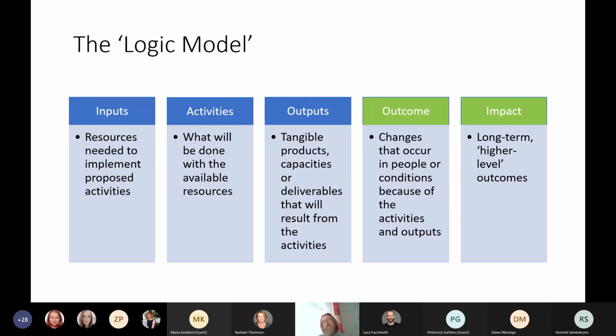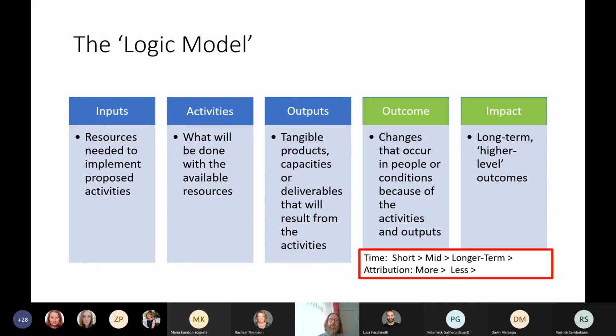Impact, in simple terms, is really just a longer term, higher level outcome. They're not always described that way, but I think it's quite a simple way to understand the difference between outcome and impact. And this little box here tries to capture that as well. When we talk about outcome measures versus impact measures, our outcomes are usually things that we can measure in the short, possibly midterm, whereas impact measures generally are measured over a much longer term or a longer period of time.